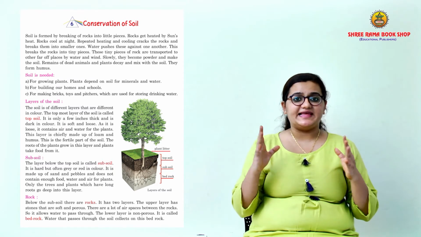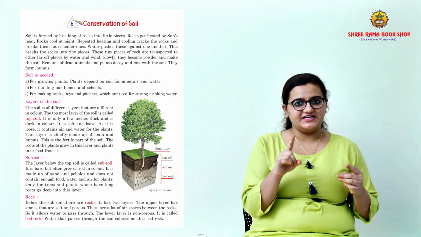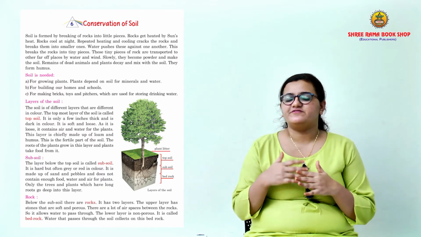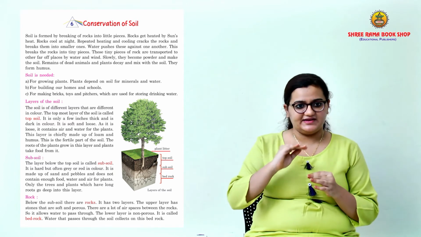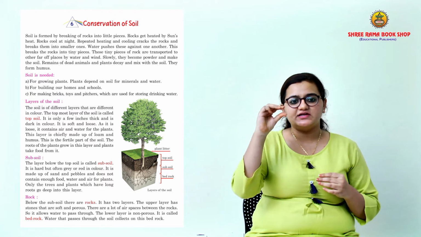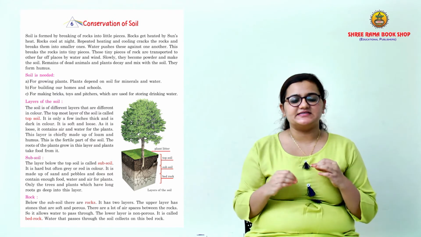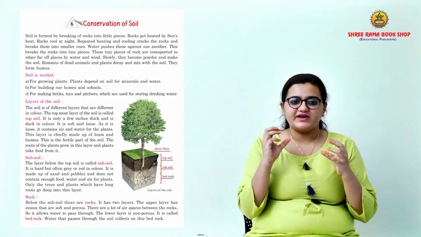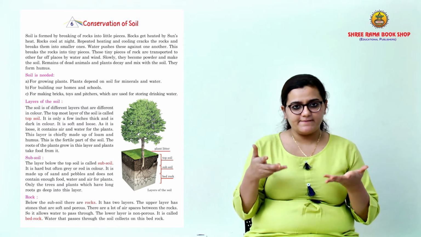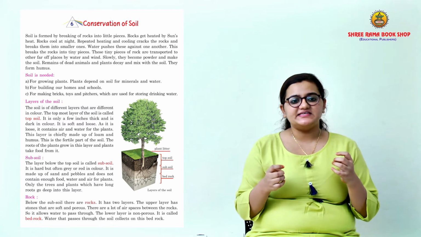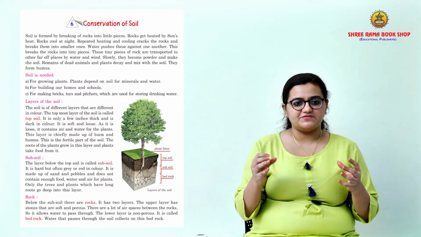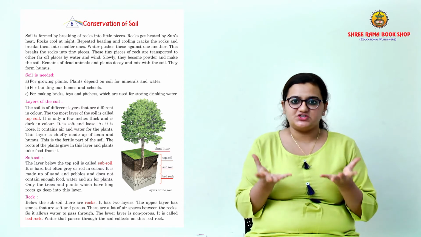Now let us look into the layers of the soil. Look in your reader, children, carefully, at the different layers of soil. The soil is of different layers and different colors. The topmost soil is called the topsoil. It is only a few inches thick and it is dark in color. It is soft and loose. As it is loose, it contains water for the plants. This layer is chiefly made up of loam and humus. This is the fertile part of the soil and the part where plants grow.